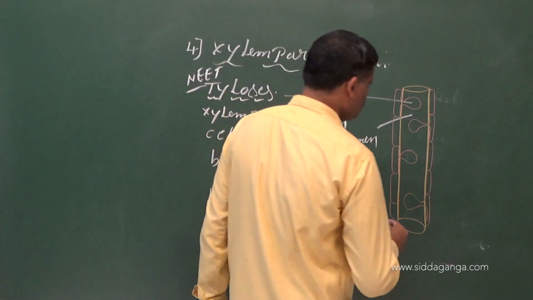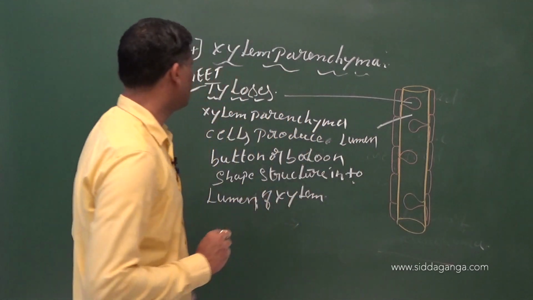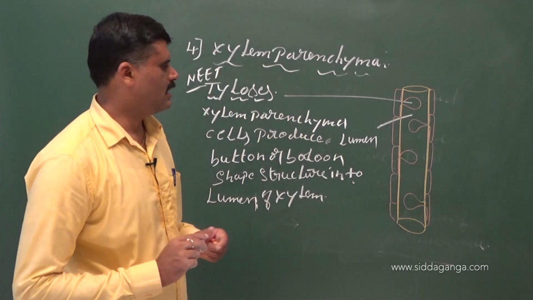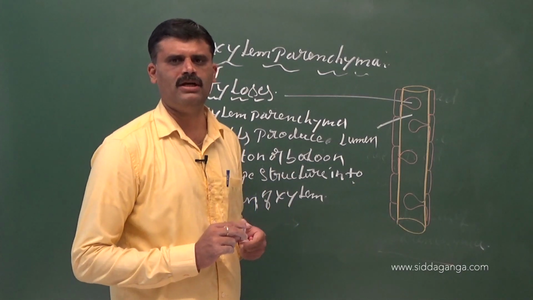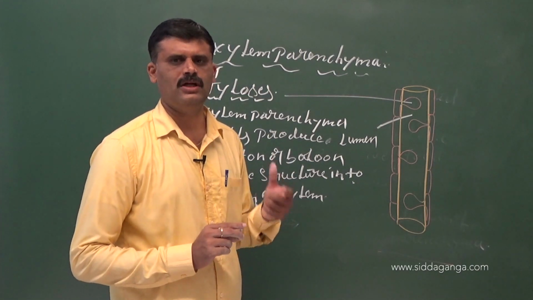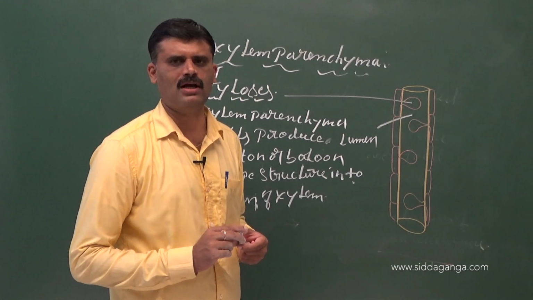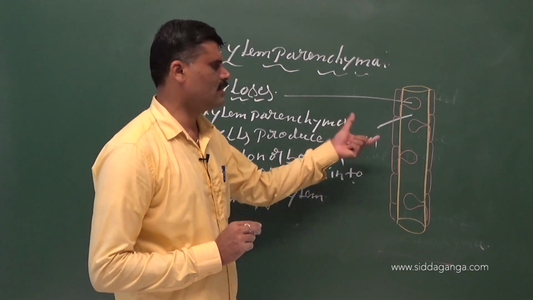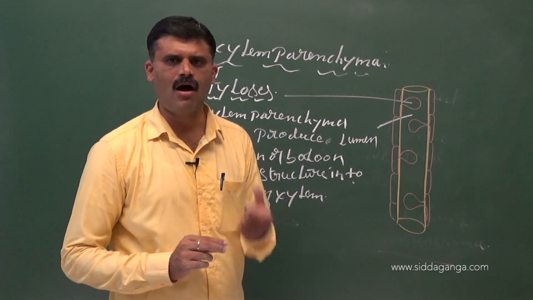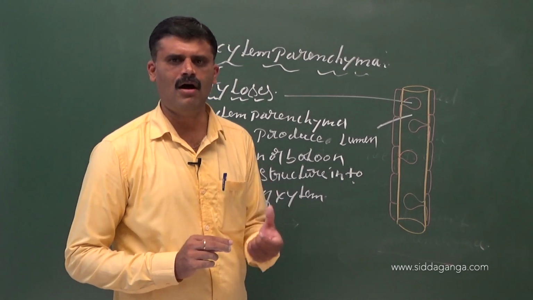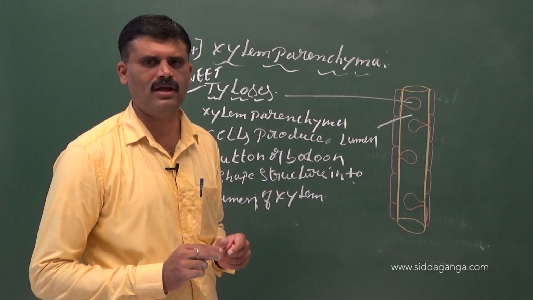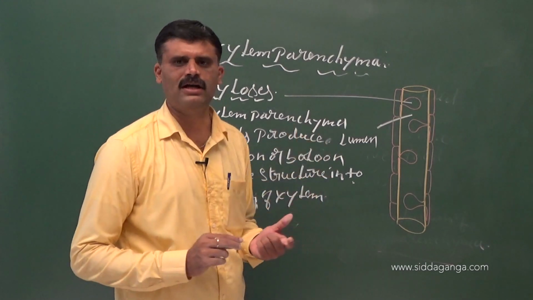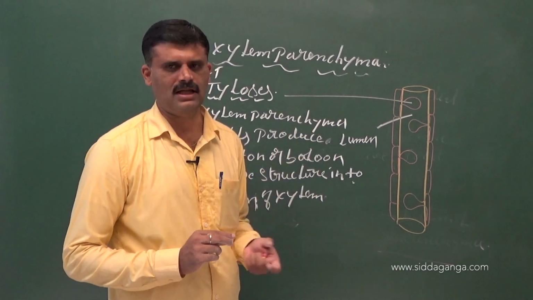Then the Tyloses are present in older xylem and they block the movement of water. So they block the movement of water and minerals in the xylem, and the xylem becomes hard. It provides only mechanical support to the plant body. It loses the function of conduction of water and minerals.